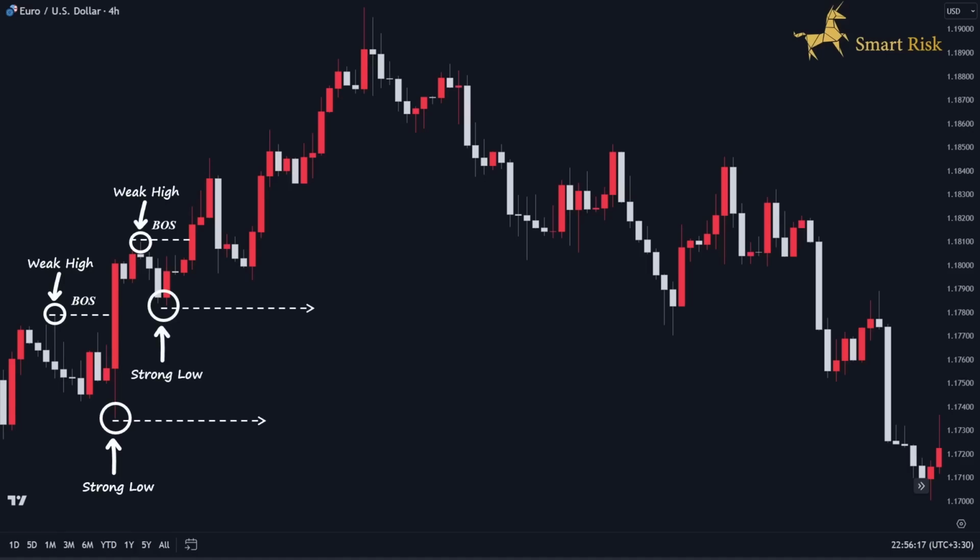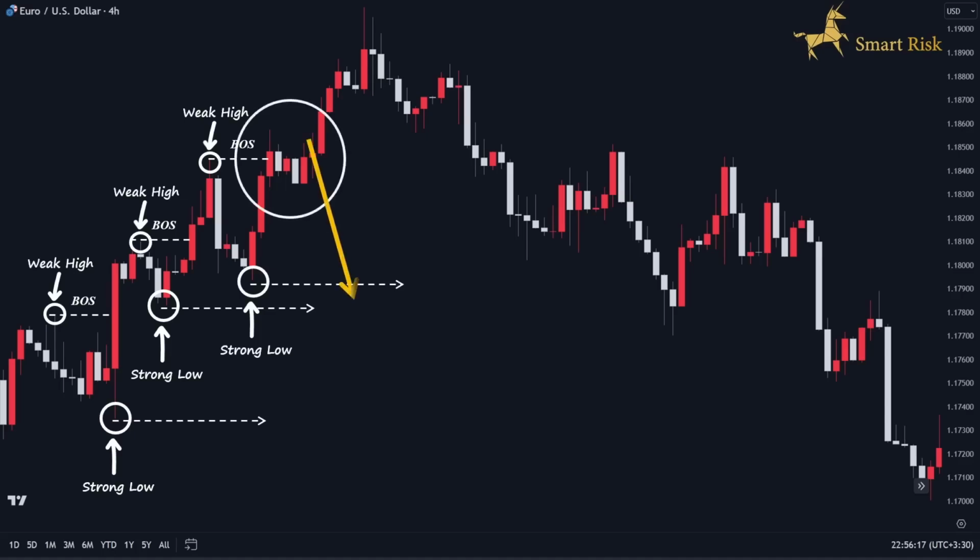Again, we see that the price formed another pullback, but didn't have enough power to break the recent strong low, so we have another weak high here. Once again, we see that the price created another break of structure to the upside and also broke through the last weak high, so here we have another strong structural low. As you can see, after breaking the last weak high, the price retraced back down but couldn't break the last strong high, so it created a new weak high.